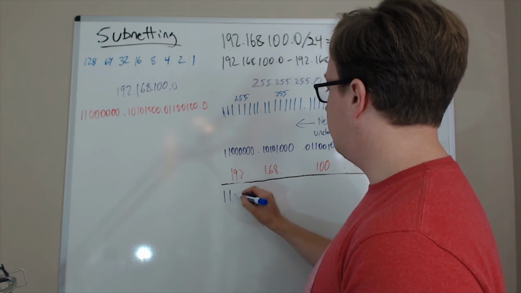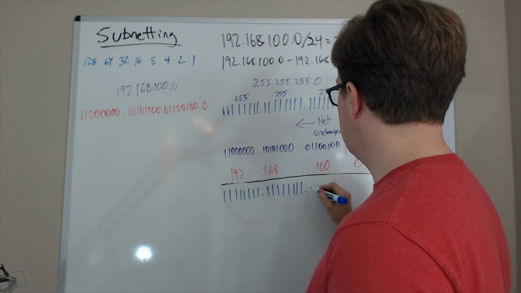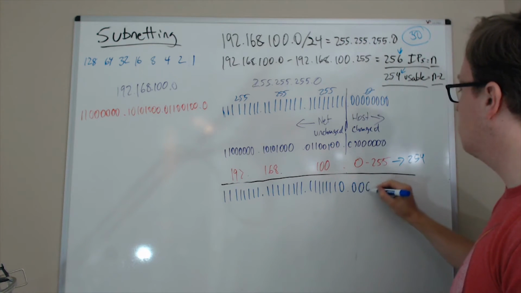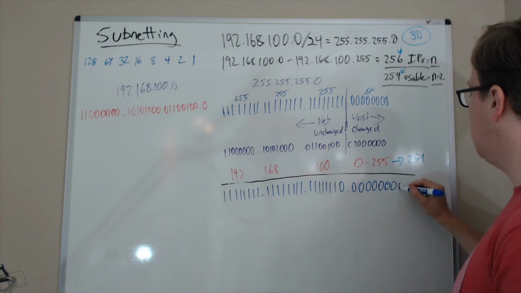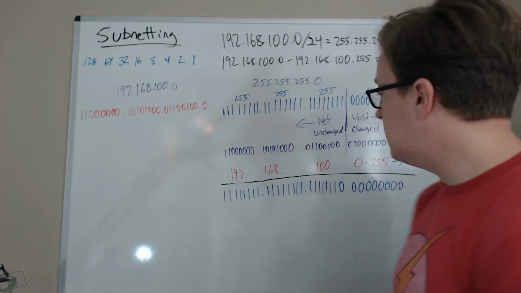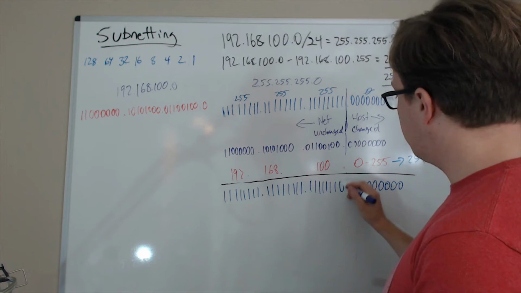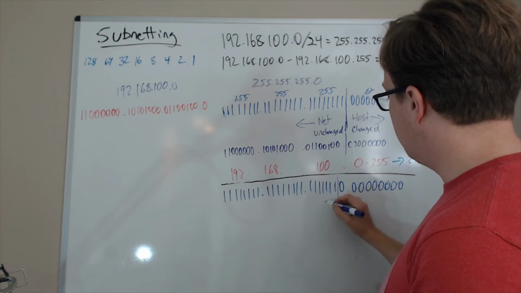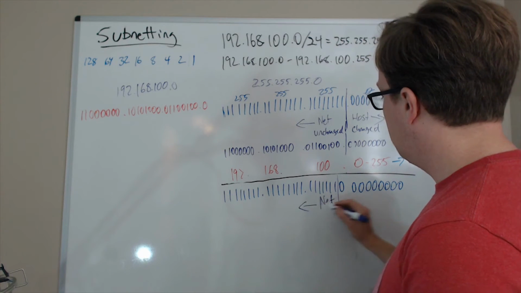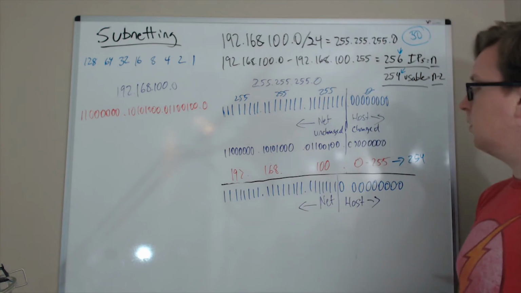So 1, 2, 3, 4, 5, 6, 7, 8, four times over for the four octets. So again, where does the network stop and the host begin? It stops where the zeros start. So this will be our network, and this will be our host. Now what does that do?